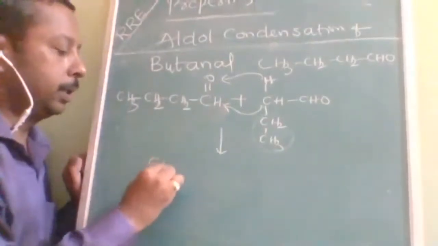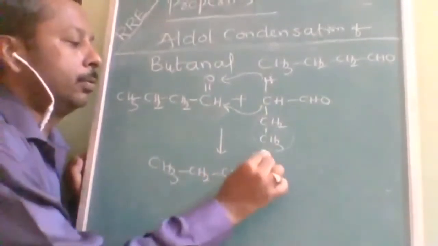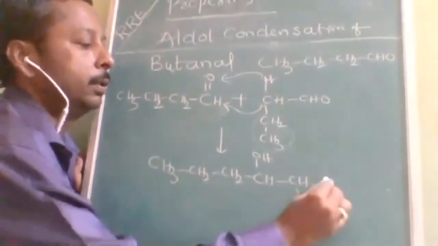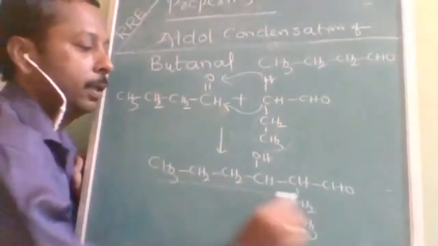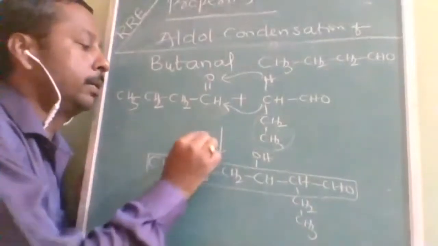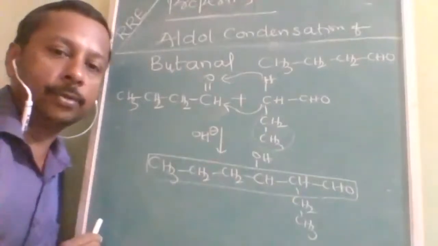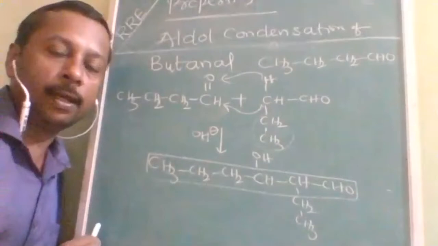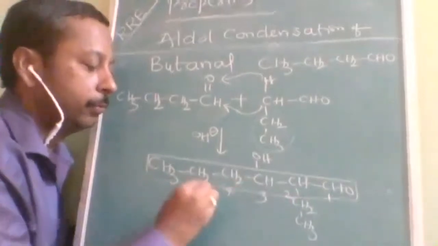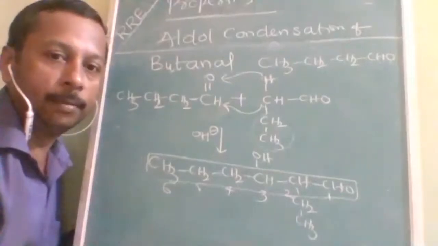So what is the answer? CH3, CH2, CH2, CHOH, then CH, then CH2, CH3, then CHO. So this is the answer. Is it understood? Aldol condensation takes place in the presence of alkali, and the compound must have alpha hydrogens. Alpha hydrogens are necessary. Also, for the name of the product, count 1, 2, 3, 4, 5, 6. This is the longest possible chain with the functional group in the main chain.